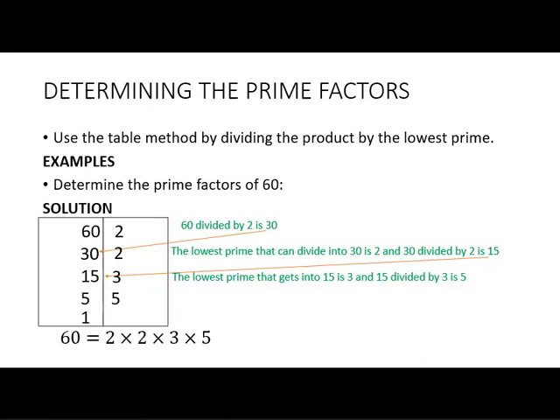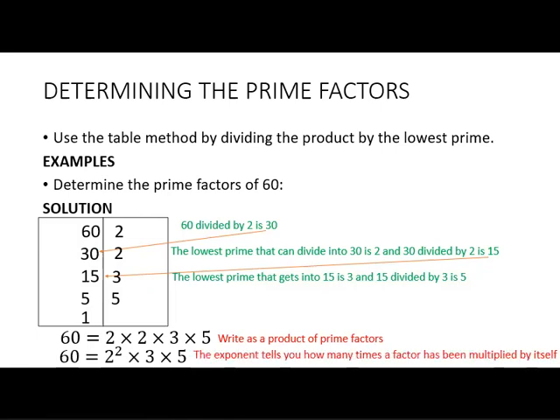When the base repeats itself, you write it as a single base and its exponent will be the number of times that base was multiplied by itself. So for instance, here I multiplied 2 with 2. So I will just write it as a single base of 2. But because I multiplied 2 by itself twice, I will raise it to the exponent of 2. So I will write it as 60 equals 2 squared times 3 times 5. Remember, the exponent tells you how many times a factor has been multiplied by itself.